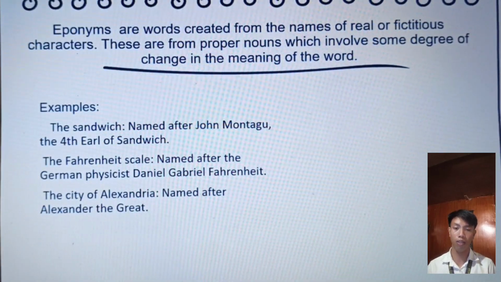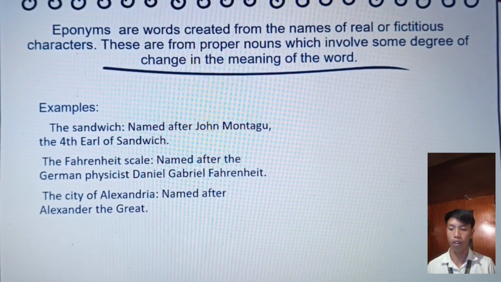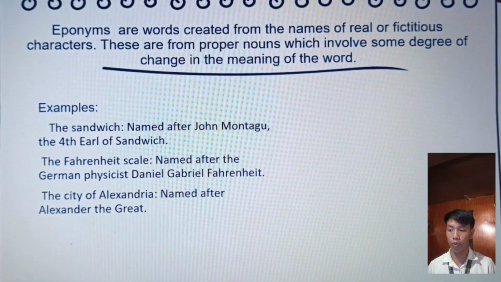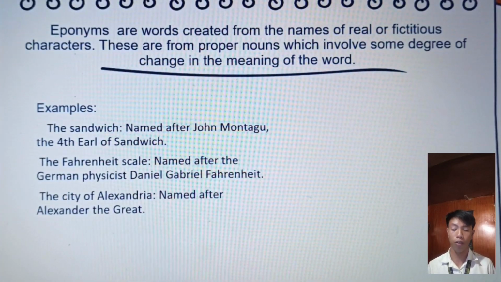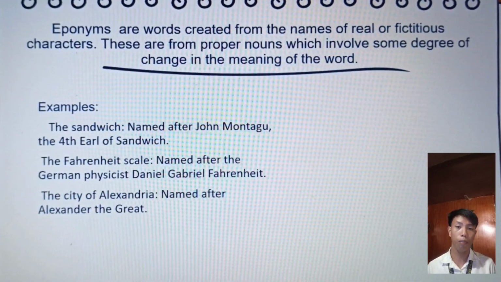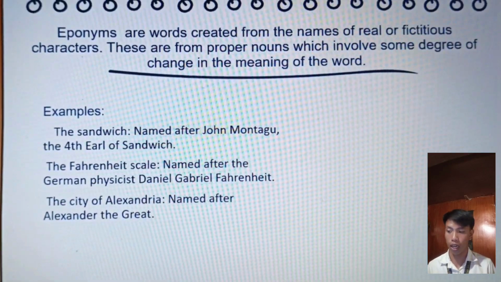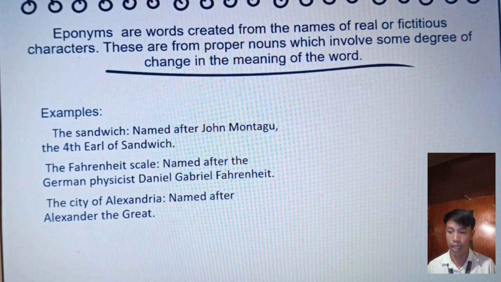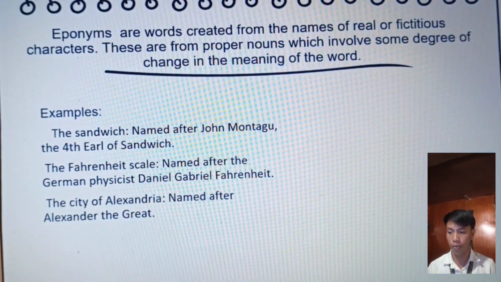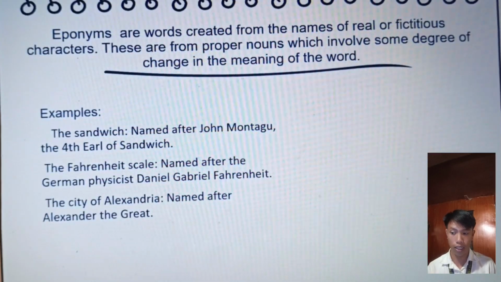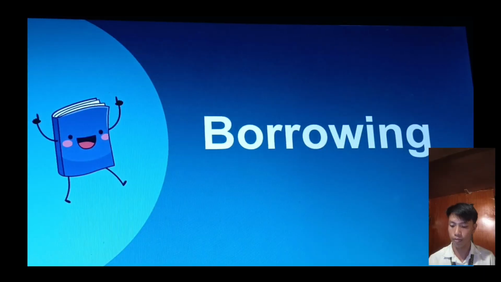For example of eponyms was sandwich. Sandwich, named after John Montagu, the 4th Earl of Sandwich. In other words, the name Sandwich came from the name of Mr. John Montagu, the 4th Earl of Sandwich. So, another example of eponyms was the Fahrenheit scale, named after the German physicist Daniel Gabriel Fahrenheit. And lastly, the example of eponyms was the city of Alexandria, named after Alexander the Great.